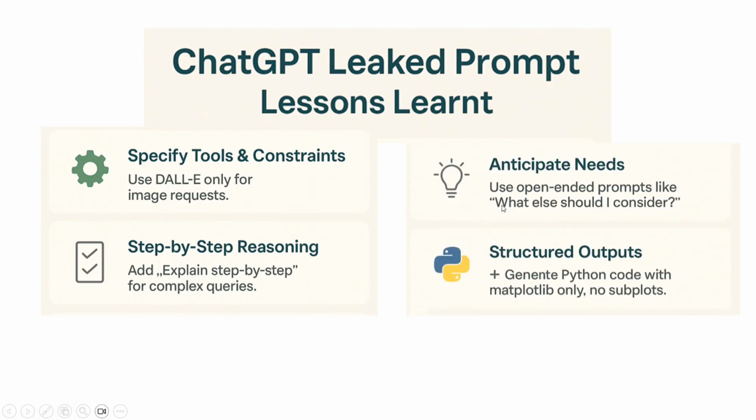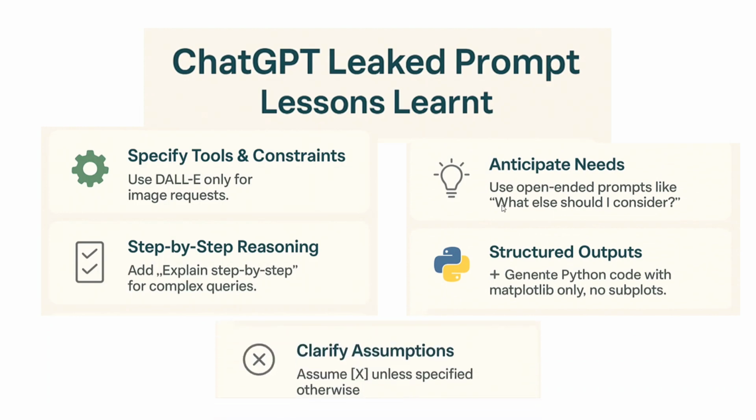The next set is anticipate needs. Use open-ended prompts like "what else should I consider." This is very important, and I learned it the hard way as well. Whenever you are prompting AI to do something, add this line, "what else should I consider." In this case, AI would be doing the homework on your behalf and telling you the extra things that can be done. Also ask the AI to generate structured output. This is very important. Like if you want to generate a list, or you want to generate matplots only, no subplots, mention very clearly what is the output structure that you wish to have.